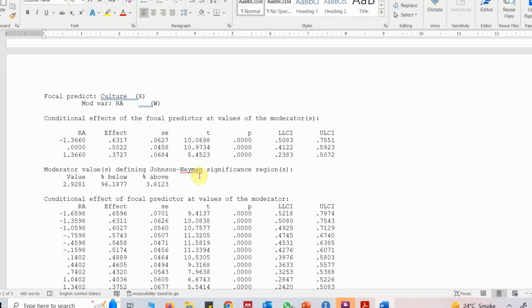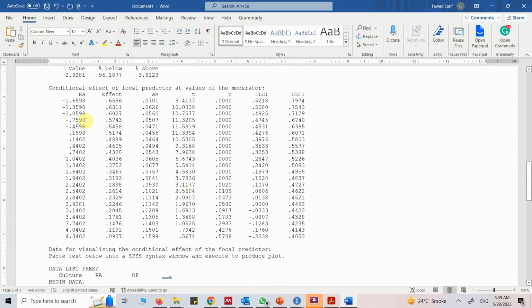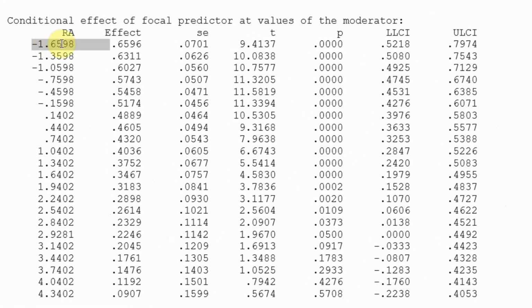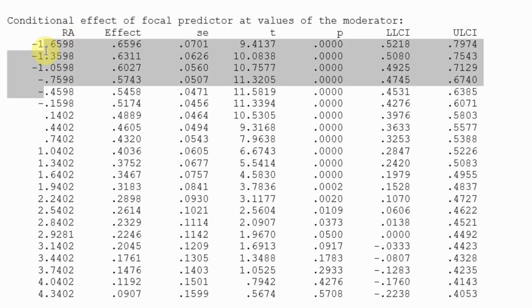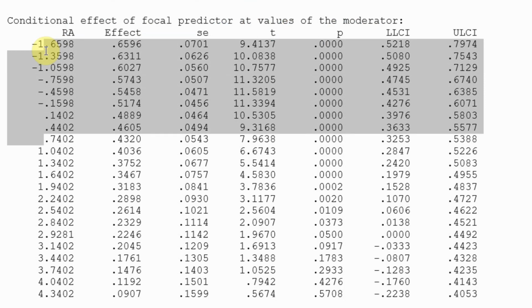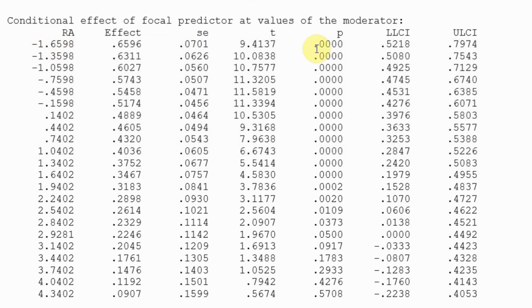Now, here is the Johnson-Neyman output. Look at this, our role ambiguity and the effect size. Let's say this is weak role ambiguity. Now, I keep on increasing role ambiguity, keep on increasing it. Now, look at the p-values here. As I increase the role ambiguity, you should look at the p-values in this column here.